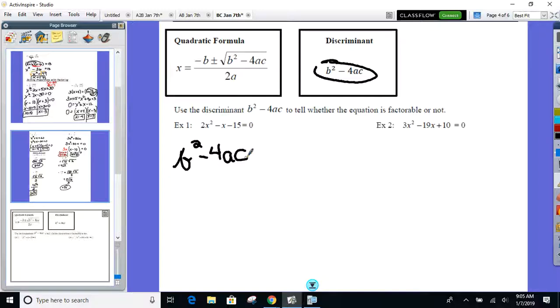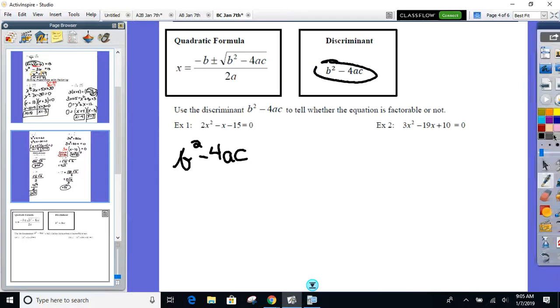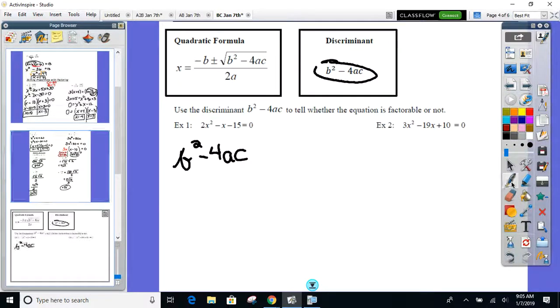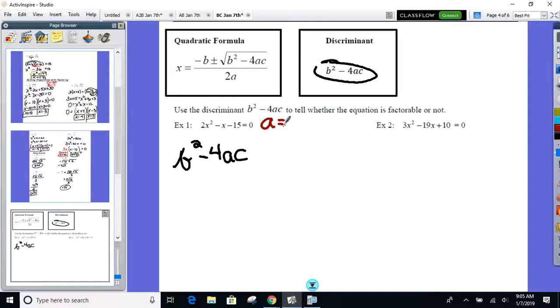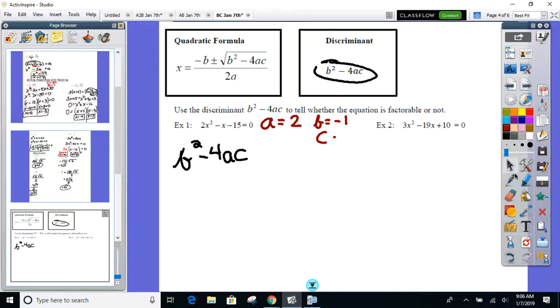Everyone, you told me at the beginning, you know what an A, B, and a C value is, correct? Okay, what's the A value on this trinomial up here? No. It's just a number. There's no variables. 2. The B value. Sign goes with it. -1, and your C value. -15.